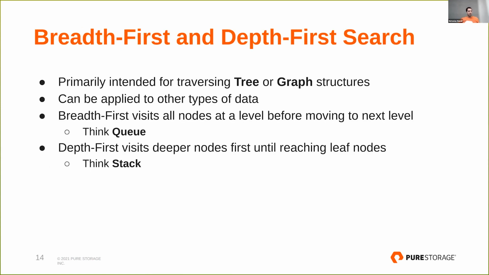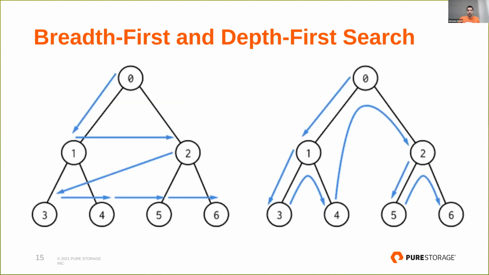And now we get into a few algorithms. Breadth first search and depth first search are mainly graph traversal algorithms. However, there's an example of this later: you can apply it to other types of data, but mainly it's intended as a graph algorithm. And the difference between breadth first search and depth first search is just the order that you visit the nodes. I'll demonstrate that here.